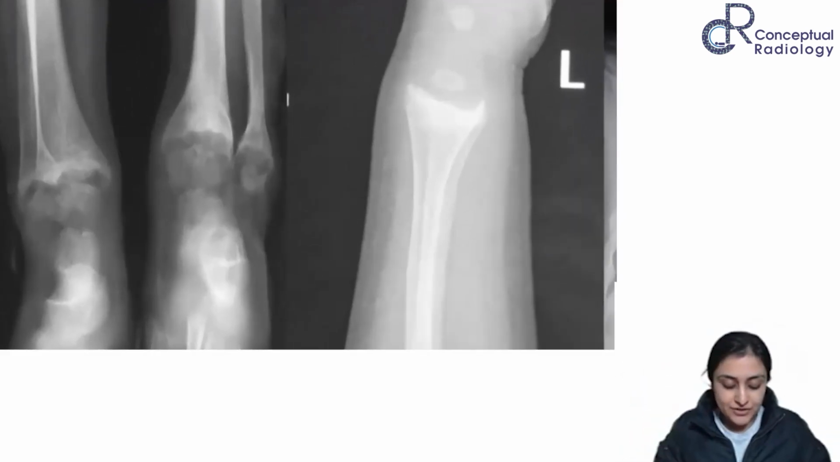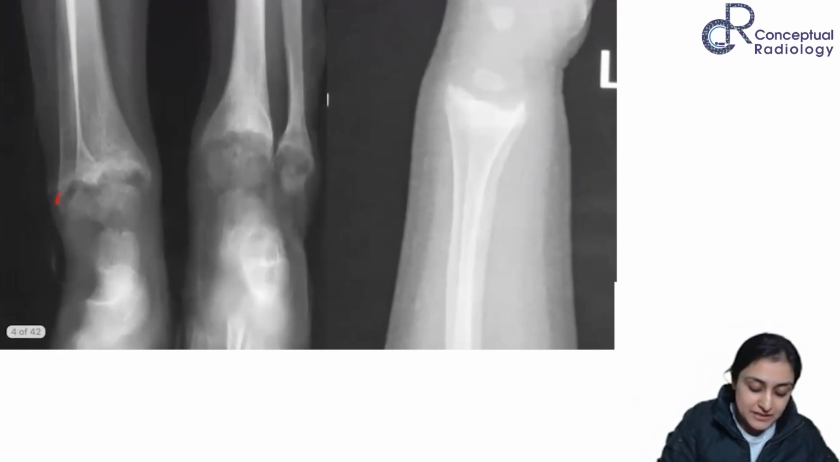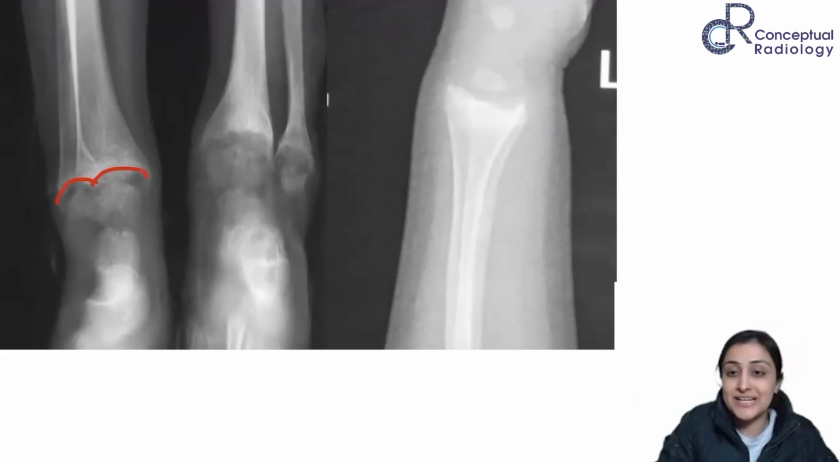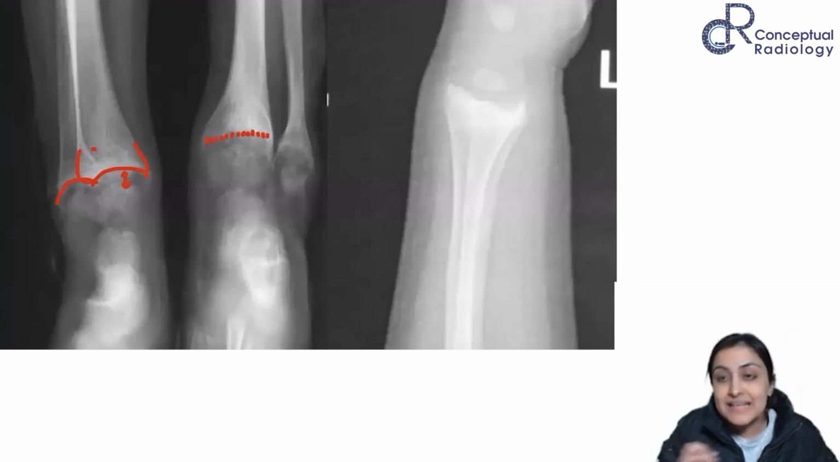When they apply pressure, what will happen? Because of the pressure, the metaphysis begins to expand, trying to accommodate these cells. So there is going to be a cupping of the metaphysis that you're seeing. You're going to see it starts to become frayed. It starts to become very, very irregular. You see the basic fundamental thing that the growth plate dimension increases.